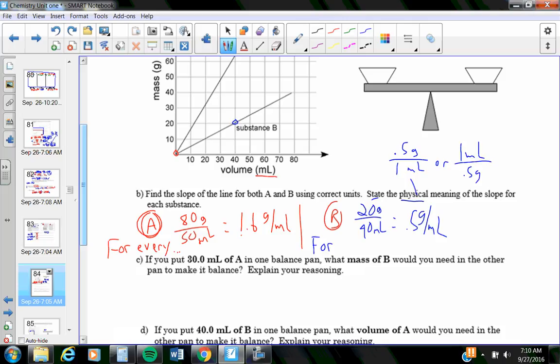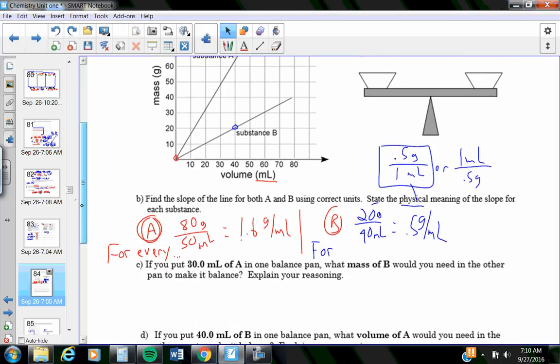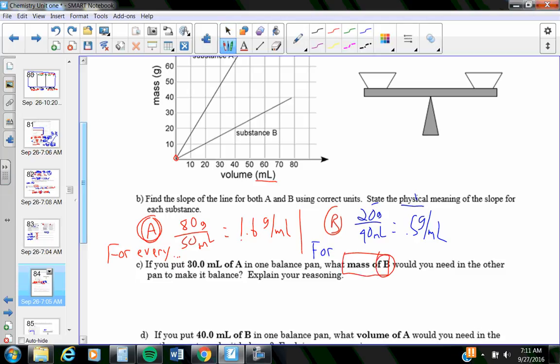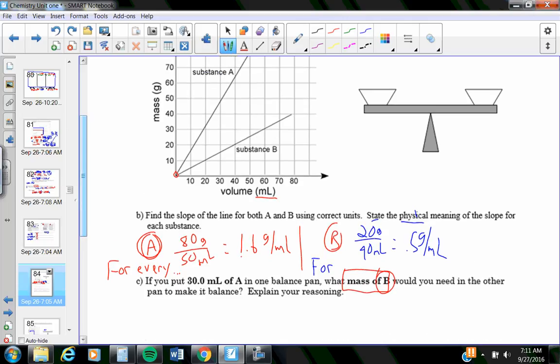One of them is written as a density, grams per milliliter, but they're both proper ways of looking at it. Next ones. What if you put 30 milliliters of substance A in one balance? What mass of B would you need in the other pan to make it balance? Well, 30 milliliters of A. I find 30 milliliters, I go up until I hit the A and I ask myself, what would the mass of that be? It looks like about a 48 would be there.